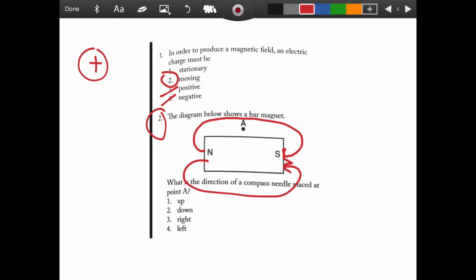And the direction of the compass needle, if we think back to the way I defined Earth, the compass needles always point in the geographic north direction, which is the Earth's magnetic south pole. So compasses point towards the south pole. So at this point, the magnetic field line is pointed to the right towards the south pole. So the answer is definitely going to be number 3, which is to the right.